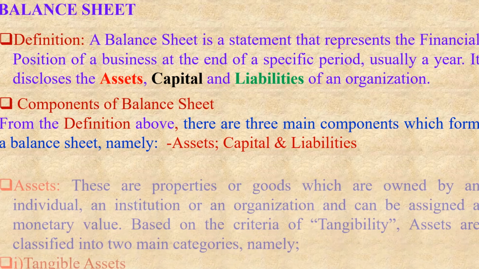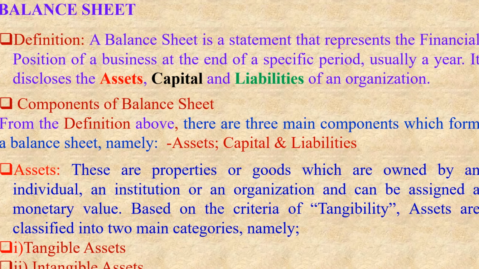So, in the next step, we are going to look at each component at a time. We will look at the definition, the classifications of each item, and also the examples of each case. So the first one is assets. The question then is, what is an asset?